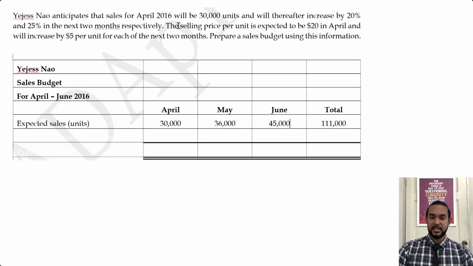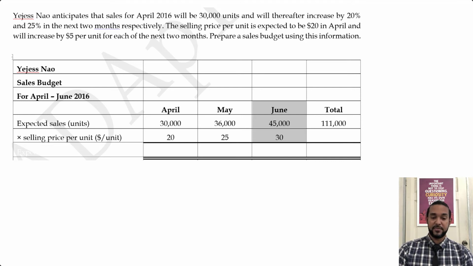Next, the selling price per unit is expected to be $20 in April and will increase by $5 per unit for each of the next 2 months. So from April to May, 20 and then 25, an increase of 5. And then from May to June, 25 plus 5 is 30. So let's plug those figures in, shall we? Right, so we see April has 20, May has 25, June has 30.